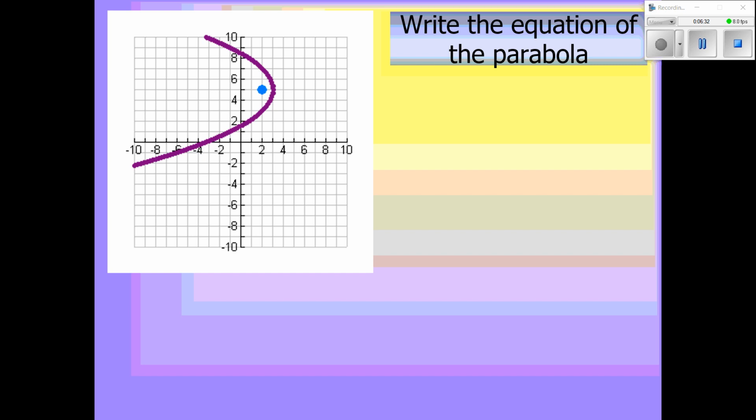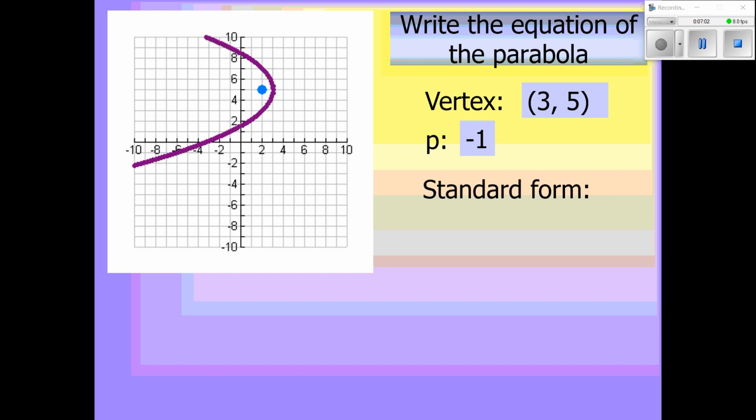All right, our last question of the day. Here we're just given a graph of this parabola. Let's see what we notice about it. It opens to the left. Looks like our vertex is the point (3, 5). Remember, that's not the point that you see, but that's on the actual parabola. And then the focus is the point (2, 5). And so it looks like there's going to be a p-value of -1 since this opens to the left. Let's see if we got it right here. (3, 5). P-value is -1.